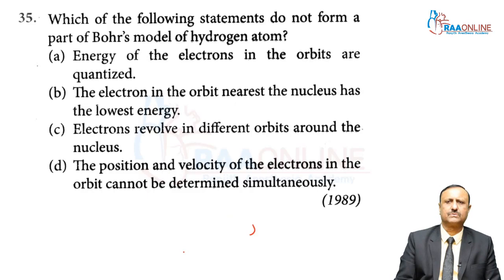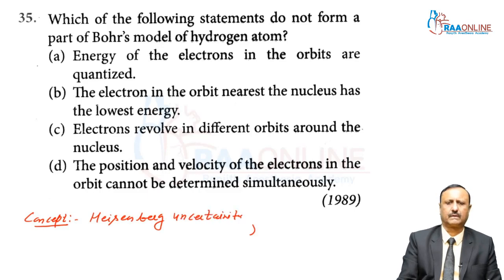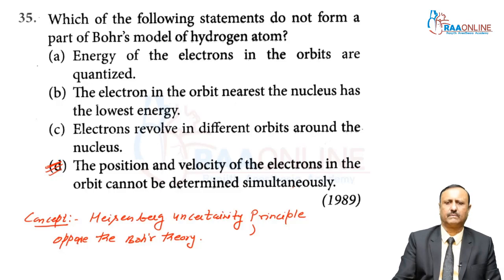Now, my dear students, we can see question number 35. Which of the following statements do not form a part of Bohr's model of hydrogen atom? My dear students, the Heisenberg uncertainty principle concept: the Heisenberg uncertainty principle opposes Bohr's theory. So, my dear students, it does not agree. You can see the answer D: the position and velocity of an electron in the orbit cannot be determined simultaneously.